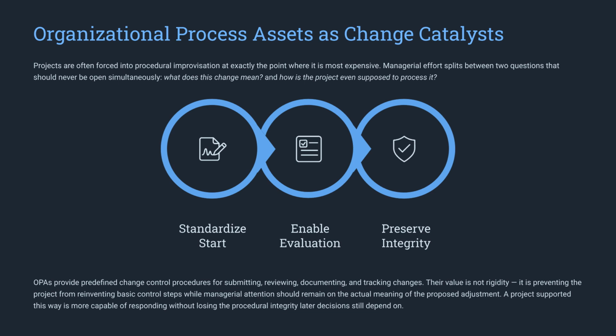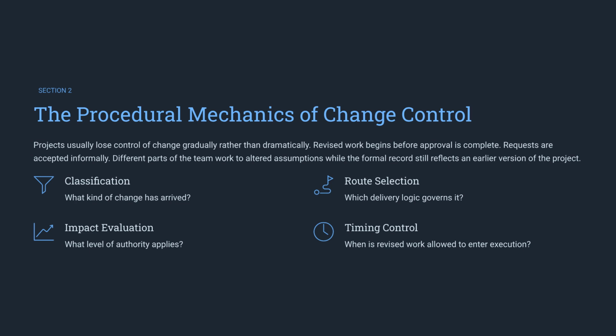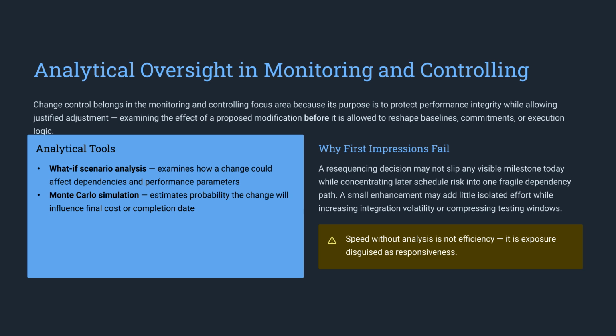Organizational process assets serve as vital catalysts. They standardize the start, enable evaluation, and preserve integrity, allowing teams to focus on the meaning of adjustments rather than reinventing control processes. The mechanics of change control involve 4 key steps: classification of the change, route selection, rigorous impact evaluation to determine authority, and timing control for execution. Analytical tools like what-if scenario analysis and Monte Carlo simulations are essential for monitoring. Remember, speed without proper analysis is not efficiency. It is often just exposure disguised as responsiveness.